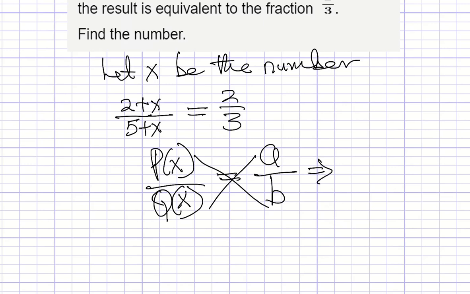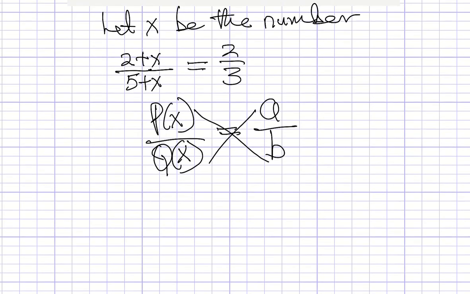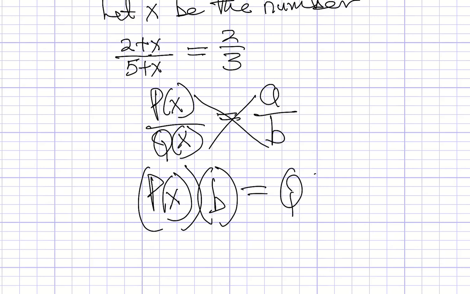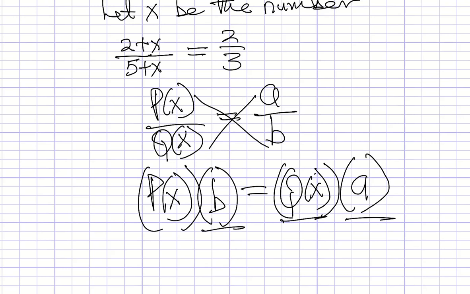It becomes P(x) times b. Let me take more space, hang on. So we'll do it over here. Cross multiply means you do this: P(x) times b is equal to Q(x) times a. You see that, right? If this is given, that is given, and that is given, then you solve for that one.